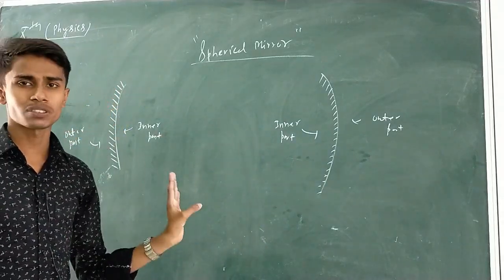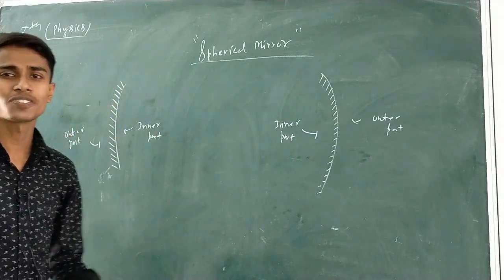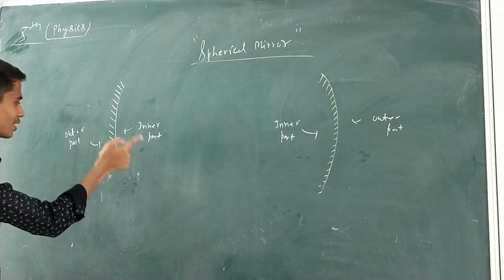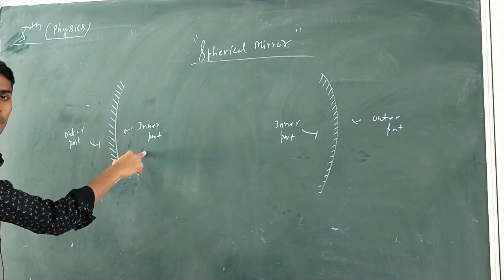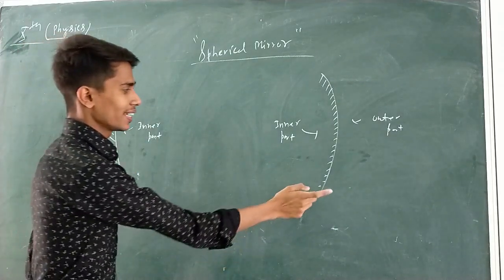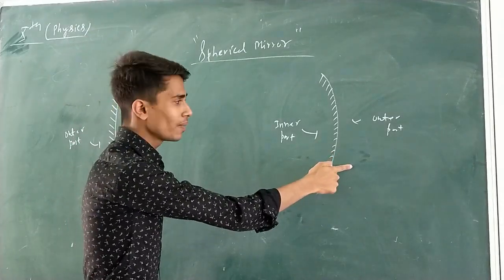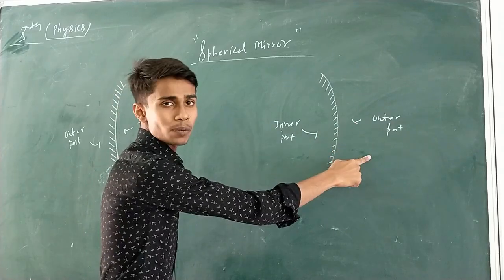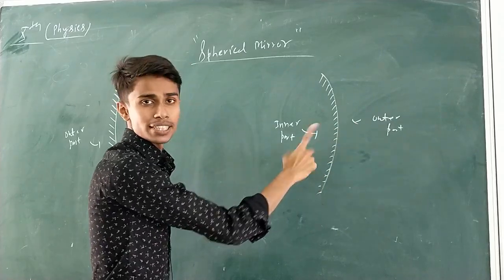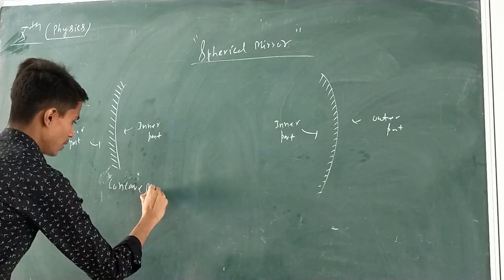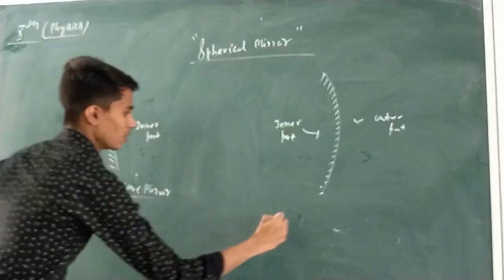These two are examples of a spherical mirror, but there is a difference. What is the difference? Note down. In the first case, the inner part is reflecting, the outer part is rough. The inner part will be the front part, the outer part will be the back part. At the same time, in the second case, the outer part has been made reflecting, and the inner part is rough. The front part will be the outer part, and the rear part will be the inner part. Listen, this will be a concave mirror, and this will be a convex mirror.